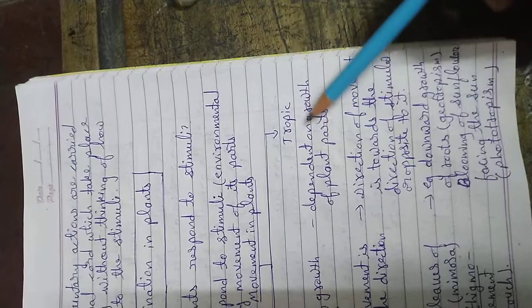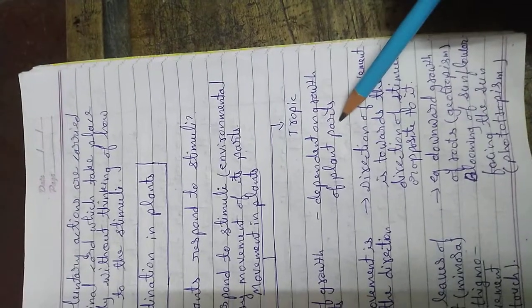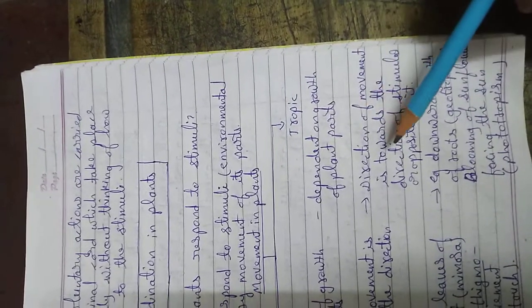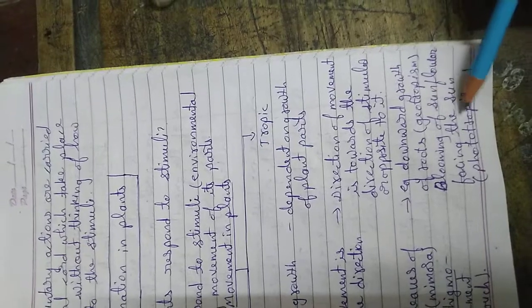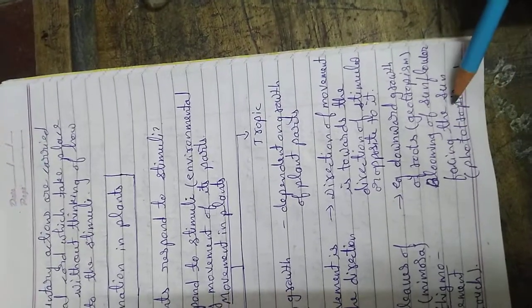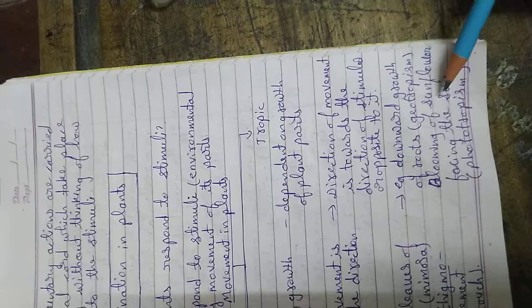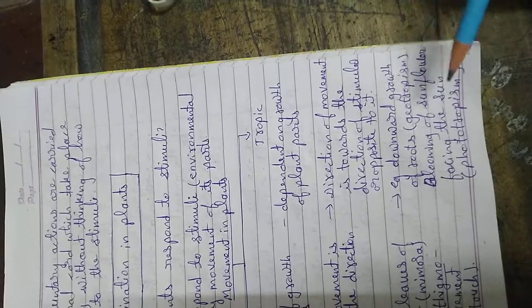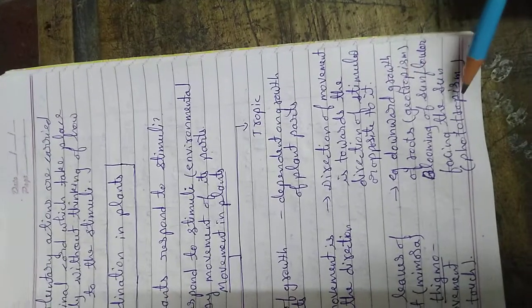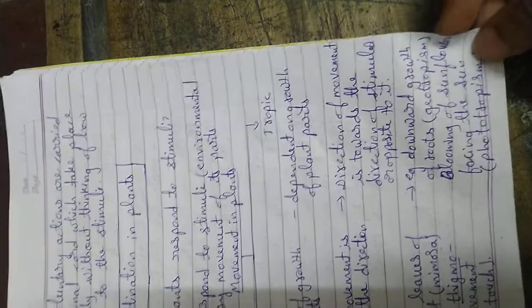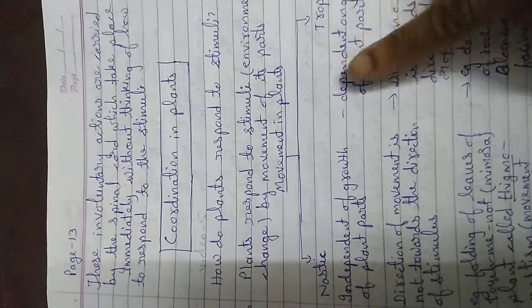The tropic movement is dependent on the growth of the plants. Permanent growth is there towards any stimulus, and the direction of movement is towards the direction of the stimulus or opposite to it. For example, the blooming of the sunflower facing the sun. The sunflower always faces the sun. It reacts towards the stimulus, that is, towards the light. So the reaction of the plant part is seen when the sunflower blooms. This is how the plant's parts move, that is, by nastism and tropism.